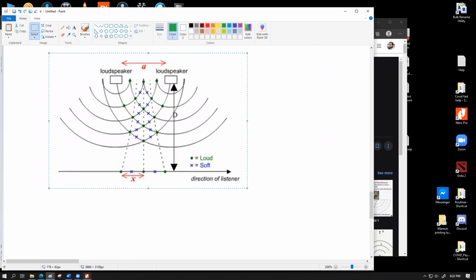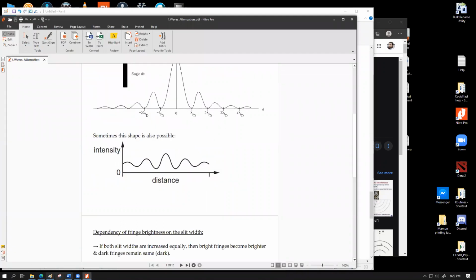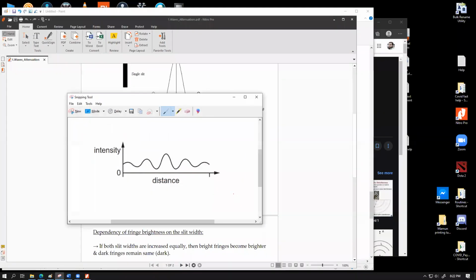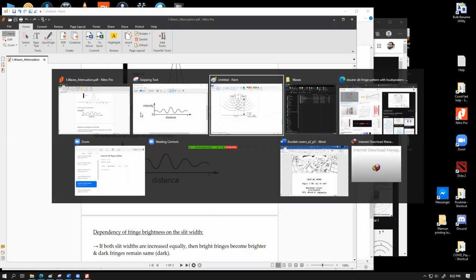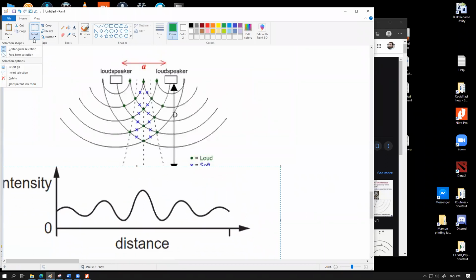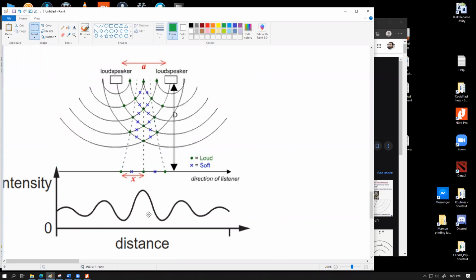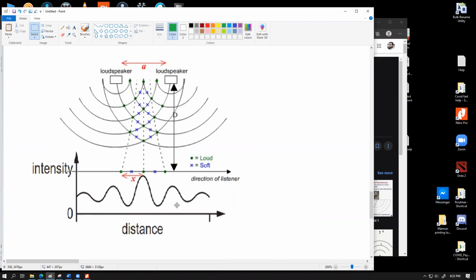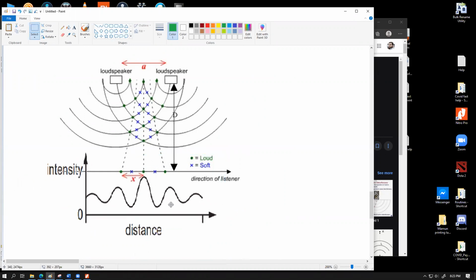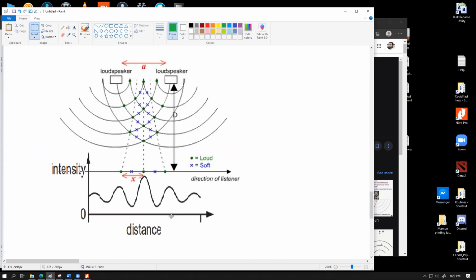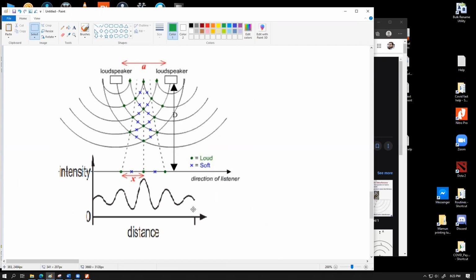Okay, I have this one. Then I'm going to snap this picture. Paste it. Transparent selection. And central maxima. I think this will work for our purpose.